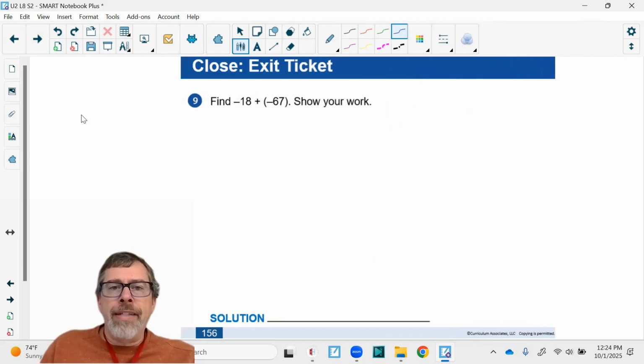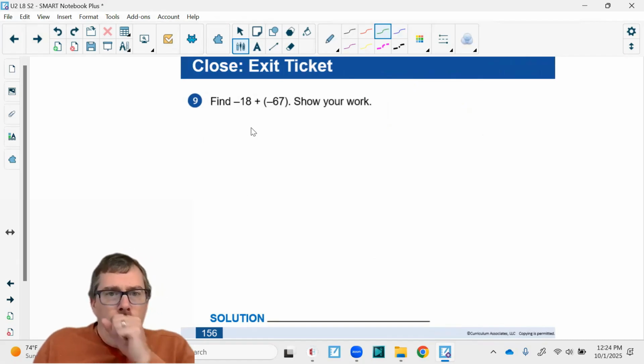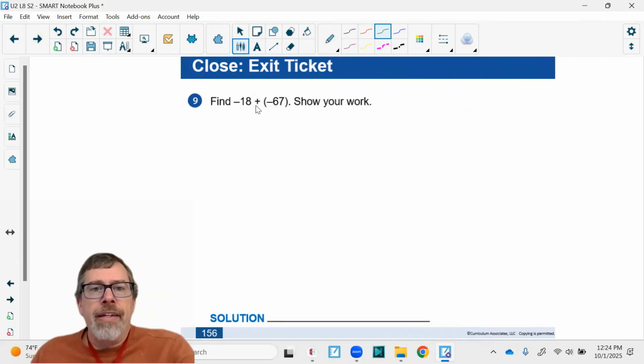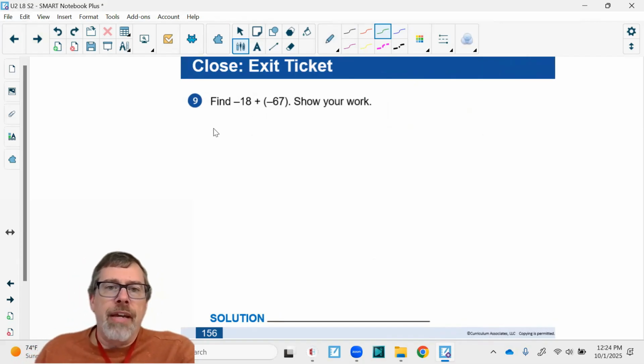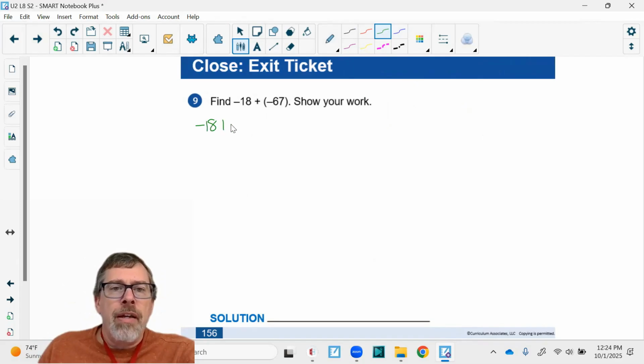Okay, and then finally the exit ticket. I will do this in the video. All right, so add negative 18 to negative 67. In this situation, we have two negative numbers, negative 18, and we're adding a negative 67 to it.